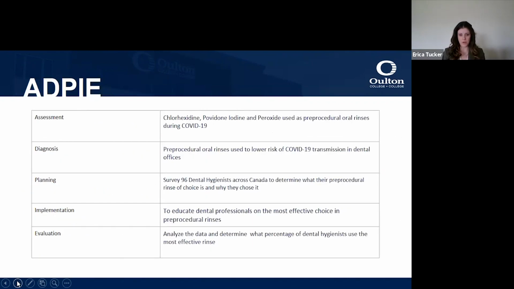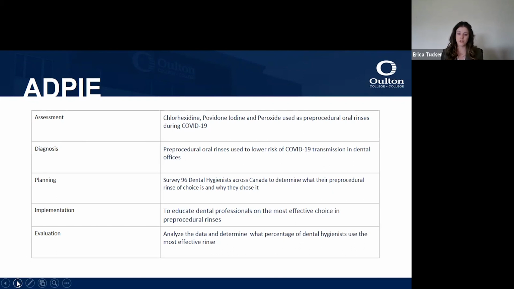For our assessment, we knew that chlorhexidine, povidone iodine, and hydrogen peroxide were being used across Canada as pre-procedural oral rinses during the COVID-19 pandemic. Pre-procedural rinses aim to lower the risk of transmission of the SARS-CoV-2 virus. And especially, we wanted to look at this in dental offices.